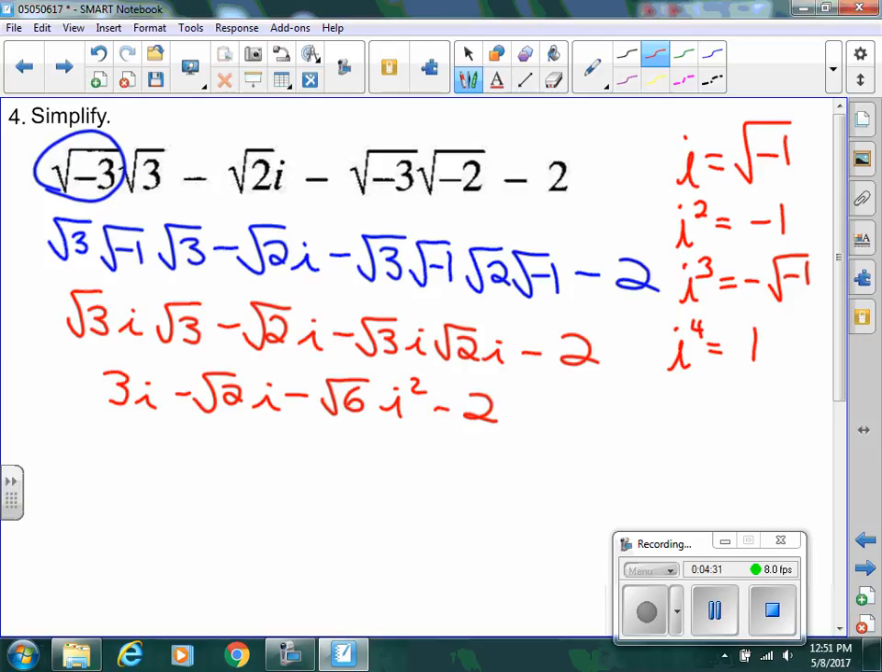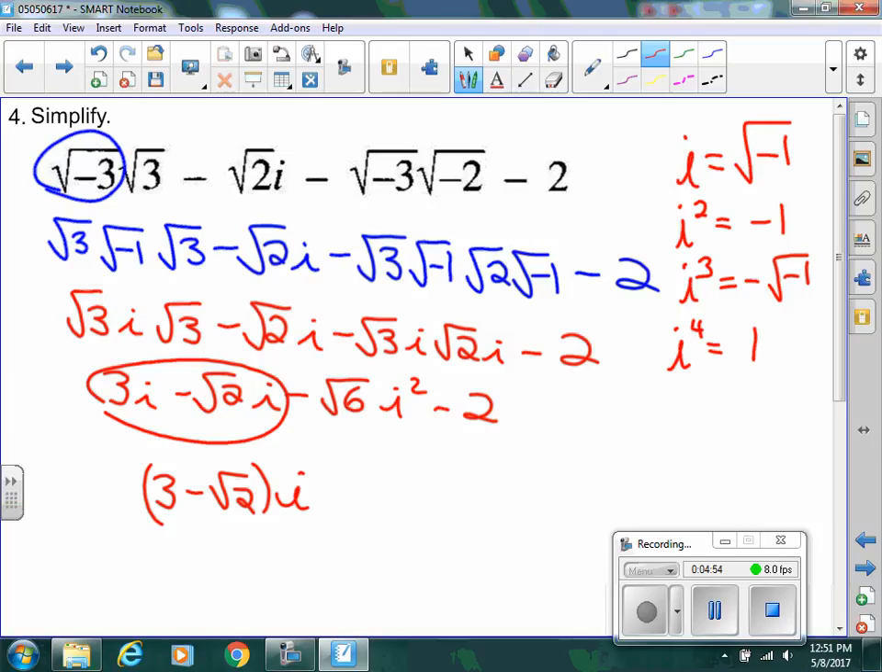Okay, so let's just finish this off. I'm going to combine these two because they both have an i. And I'm going to say 3 minus the square root of 2. And I factored out an i, so there it is. Is that important? It's not the most important thing I did. Just kind of cleaning it up a little bit. But here's the interesting part again.